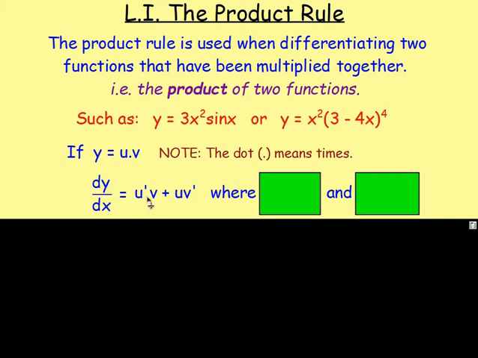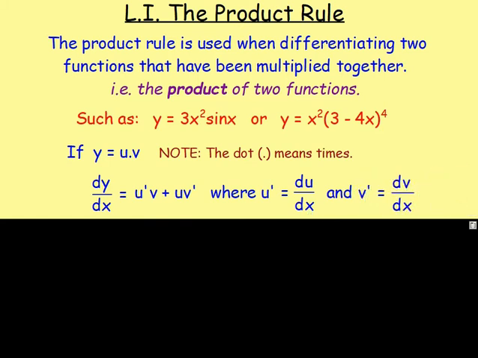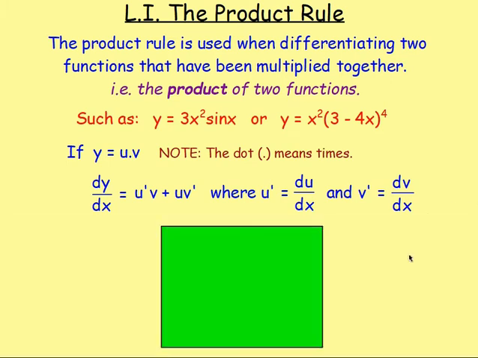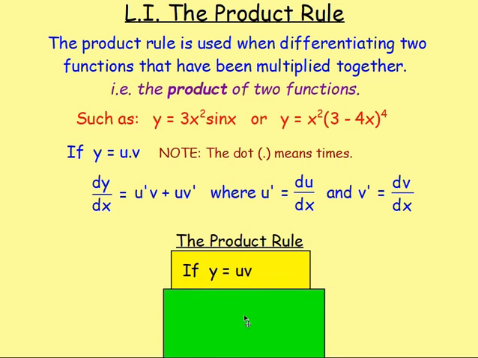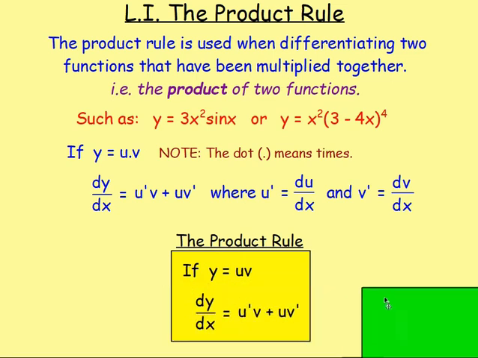So dy by dx equals u dash v plus uv dash, where u dash, as I just said, is differentiating u with respect to x, so du by dx, and v dash is dv by dx, so we're differentiating v with respect to x. So really then, the product rule is if you have y equals u dot v, or uv, then dy by dx is found by using u dash v plus u v dash.